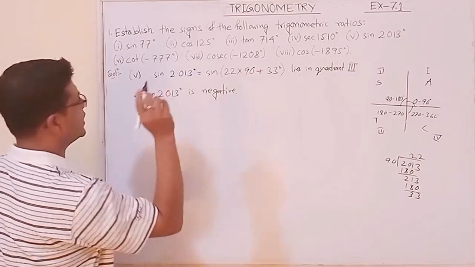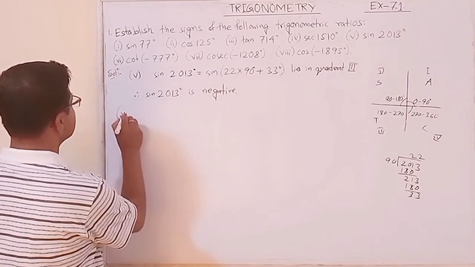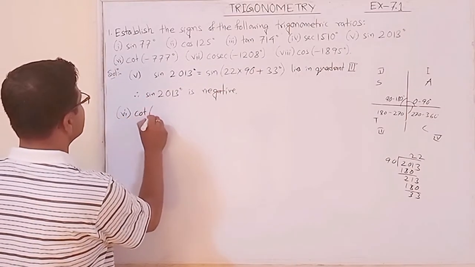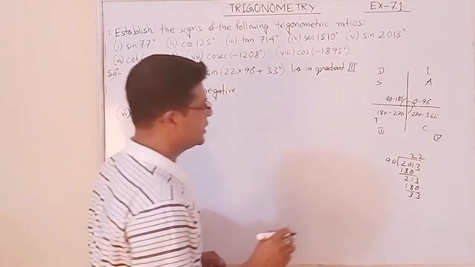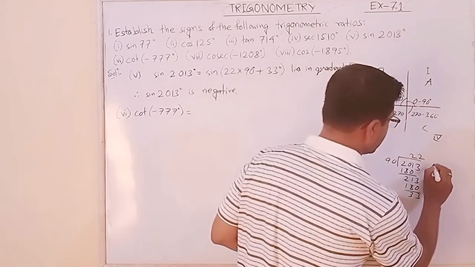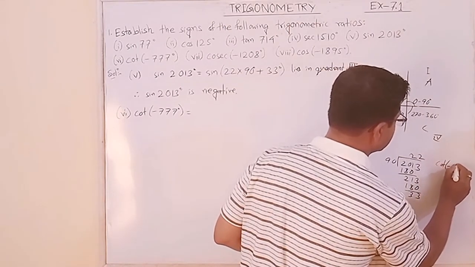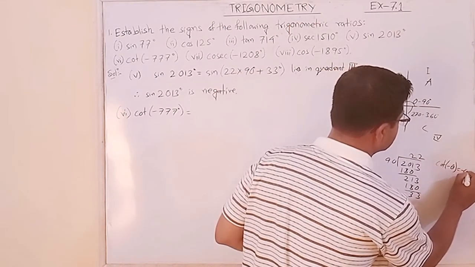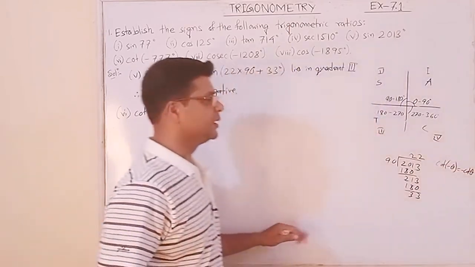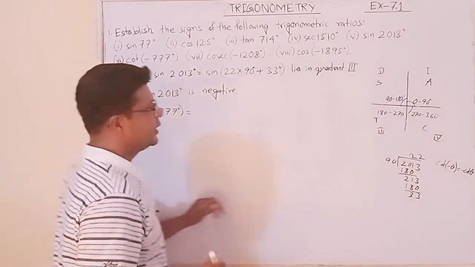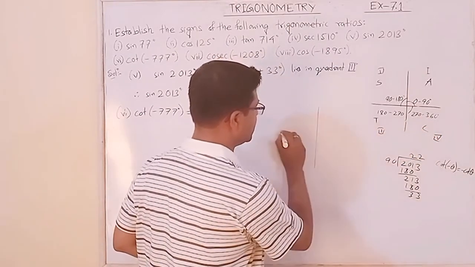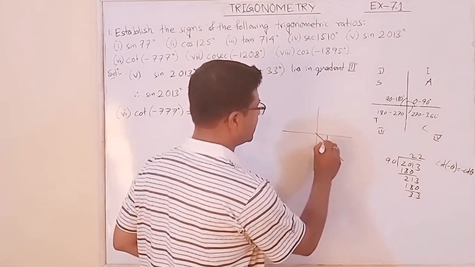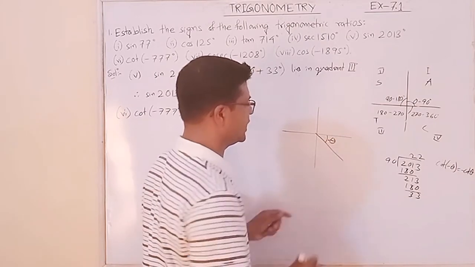Right, that is done. Now number 6, cot of minus 777 degree. Now, my dear students, you know it. Cot of minus theta is what? This is minus cot theta, isn't it? So that concept we shall apply, because this angle minus theta means, I am just recapitulating. Minus means this angle. This is minus theta.